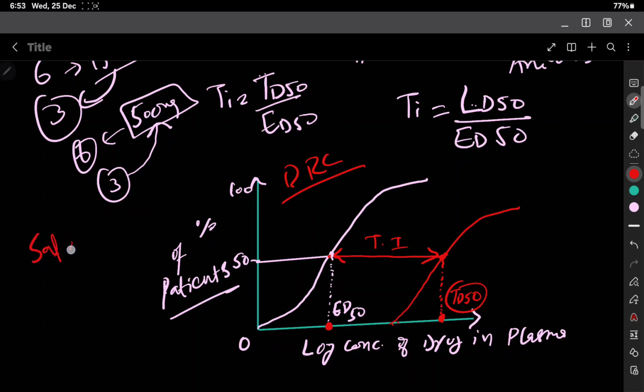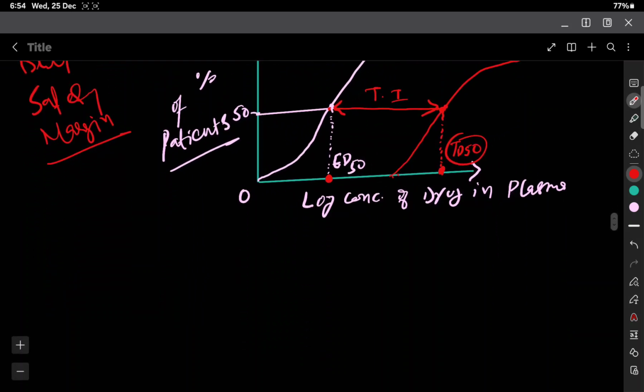So it is very important. Drug safety margin: how safe the drug is. There are some drugs whose dose, if we increase, will produce a toxic effect, and there are some drugs whose dose we can increase up to some point without any toxic effect, but at some level they will produce a toxic effect. So that is called the therapeutic index.